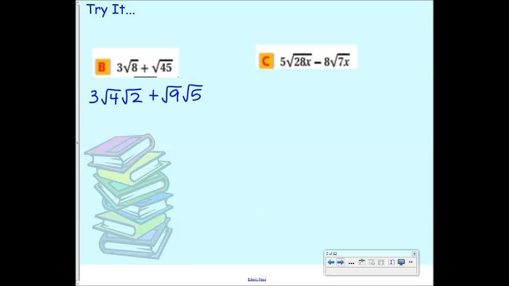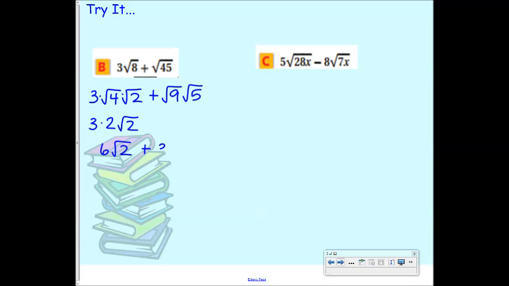Okay, what happens here? Which one of those is a perfect square? 4. So that becomes a 2. What do I do with the 2 and the 3 that's already outside? You multiply them. This is all multiplication because there is no symbol. So I've got 3 times 2 root 2, which gives me 6 root 2 plus, what is this going to give me?